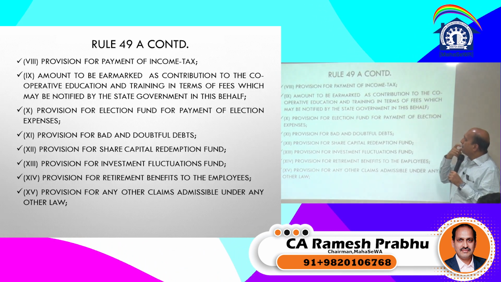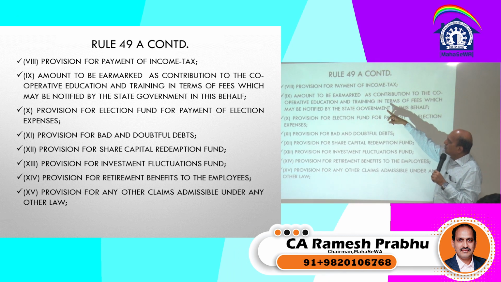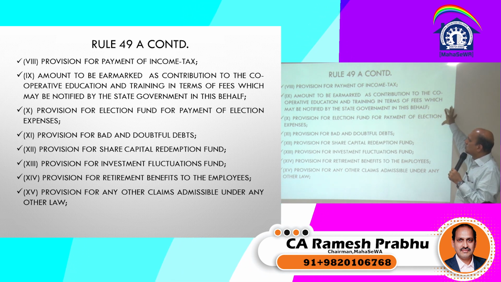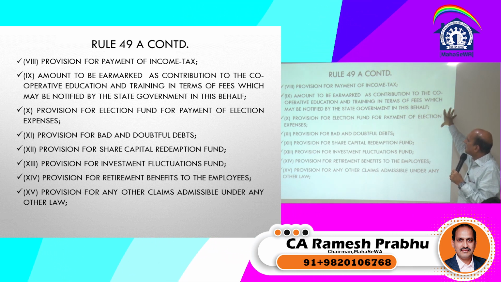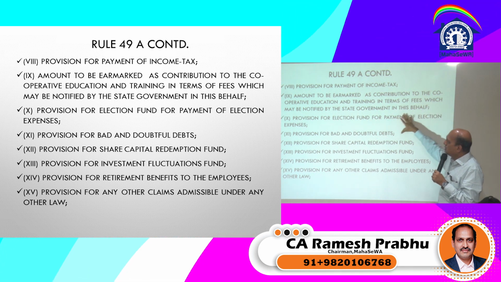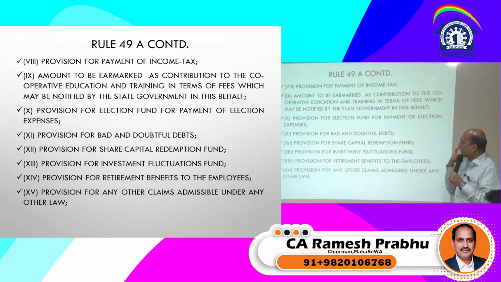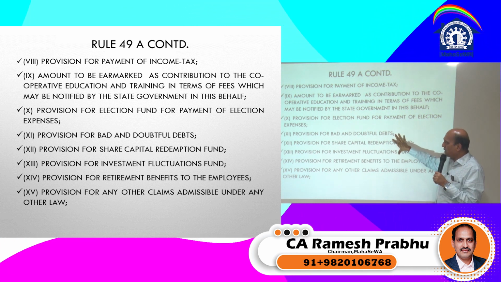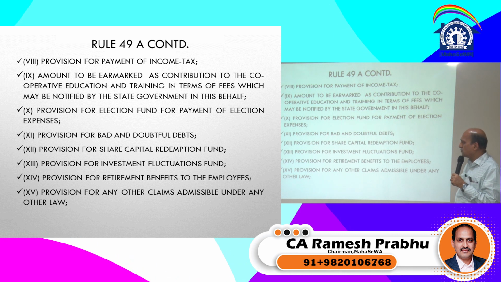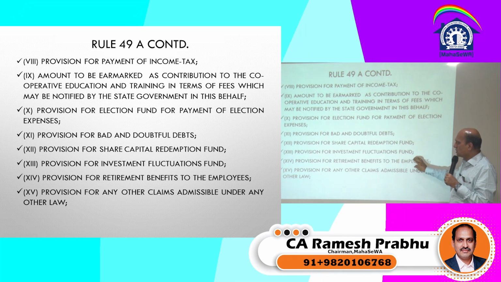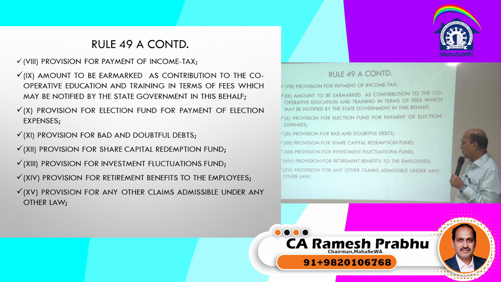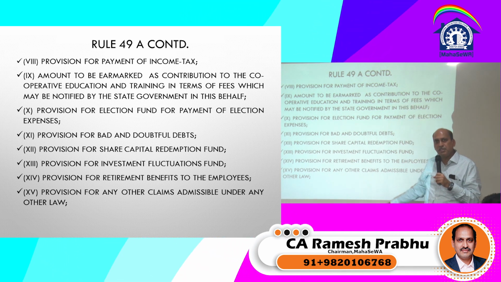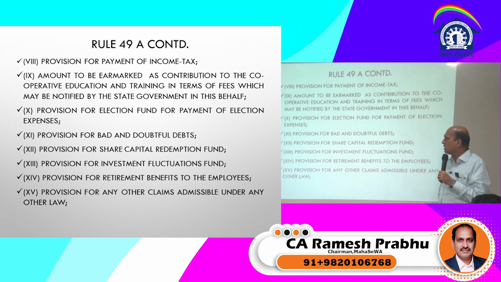Next, rule number 49 continued. Provisions of Payment of Income Tax Act, amount to be earmarked as contribution to the cooperative education and training in terms of the fees which may be notified by the state government. Provisions for election fund and the expenses thereof. Provision for bad and doubtful debts, provision for share capital redemption fund, provision for investment fluctuation fund, provision for retirement benefit of the employees, provision for any other claims admissible under any other. All these need to be deducted. Thereafter only you have to arrive at the net profit.